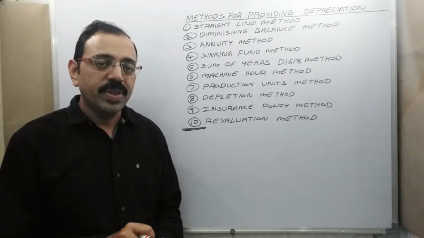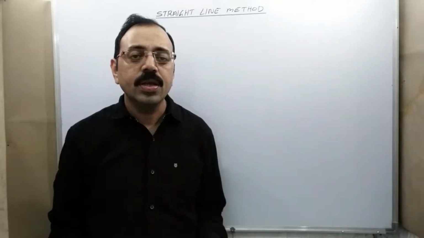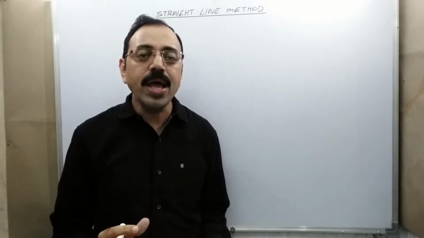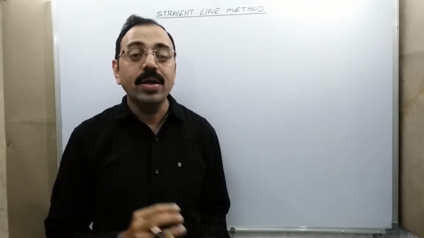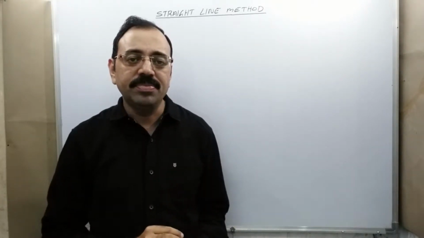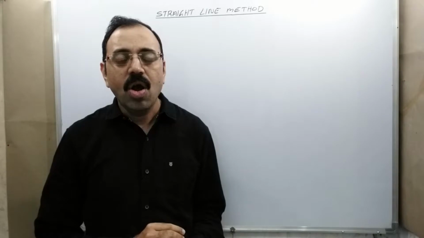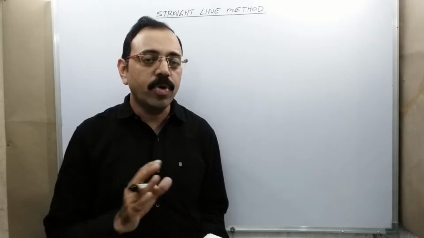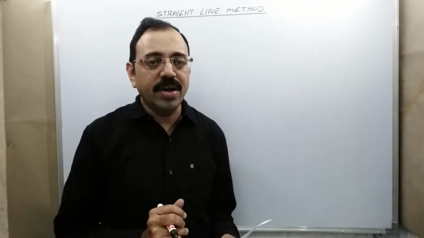Our present video is limited to this first method, straight line method. So first method is called straight line method. This method is also known as original cost method or fixed installment method or equal installment method. Then what is the meaning of this method and what are the advantages and disadvantages of this method? On which assets we have to apply this method? All these points I am going to explain with the help of one problem. So, problem number 1.